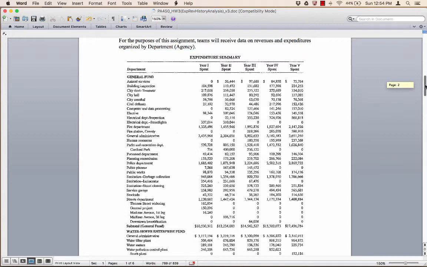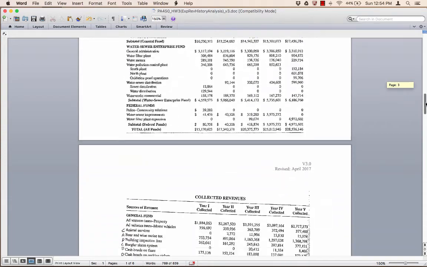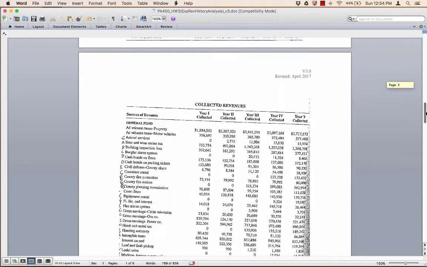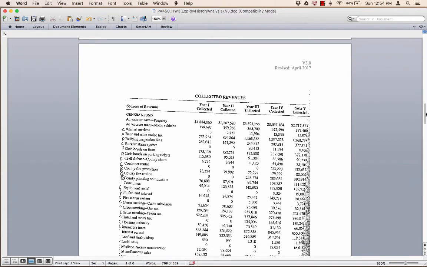There will also be a table, and this is shown below, with information about collected revenues for different line items for the past 5 fiscal years. So this data is in US dollars. You will be using this information to analyze the last 5 fiscal years of revenue and expenditure data, and with the information that you will obtain, you will prepare a budget memorandum describing your results.